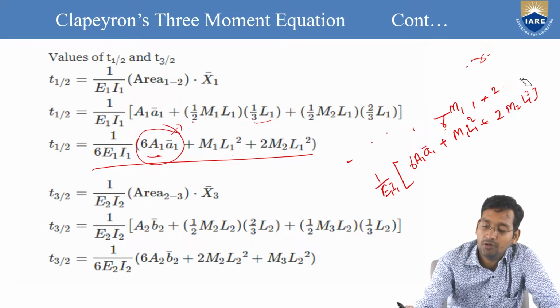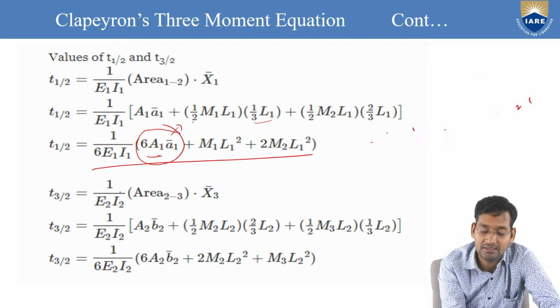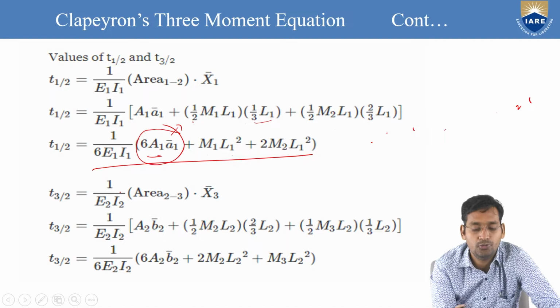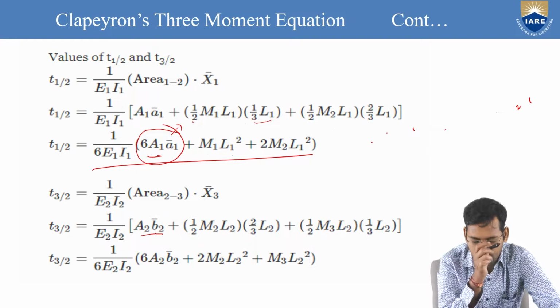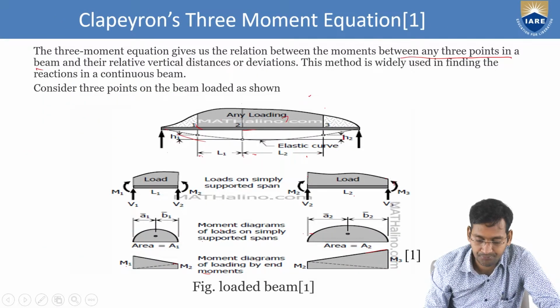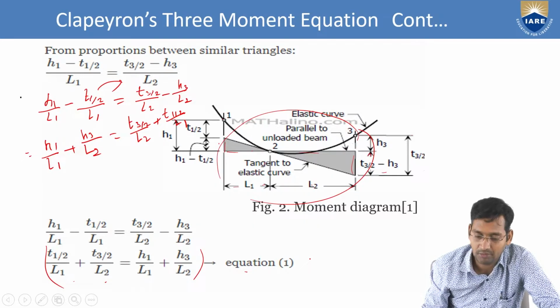So similarly we will find T3 to 2. So 3 to 2, again the same way, 1 by E2 I2, area from 2 to 3 into x3, which we have to take from this side. So this one same, again for area, E2, so A2, B2. Now M2, L2 you have to take, just see the figure, right? M2, L2, and similarly for M3, L3.